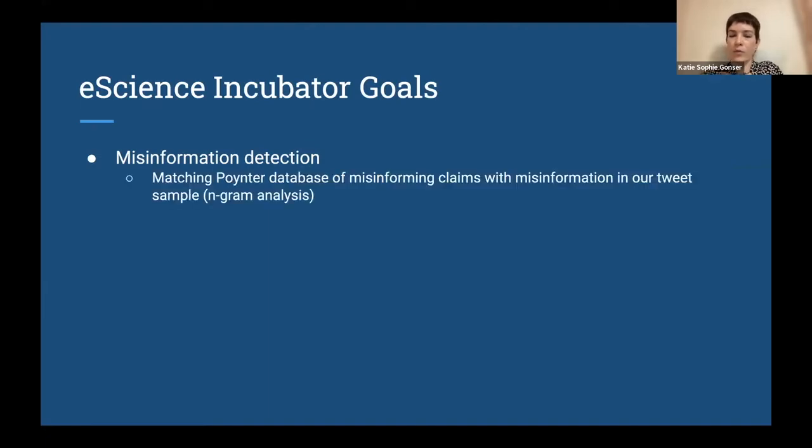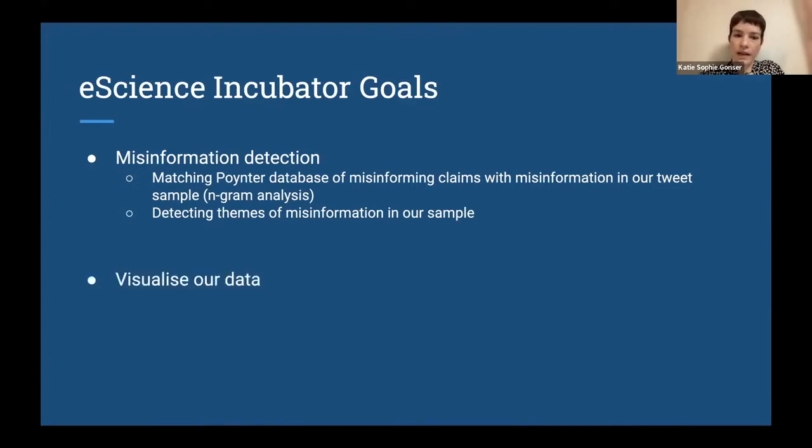So we wanted to match the Poynter database of misinforming claims with misinformation in our sample using n-gram analysis. So the Poynter database is an open database that you can access online, and it's crowdsourced. So it's fact checkers from around the world that are contributing to this database. And so we were focusing specifically on the dates that we were interested in, and also, of course, claims that are in the US. And we also wanted to detect themes of misinformation in our sample.